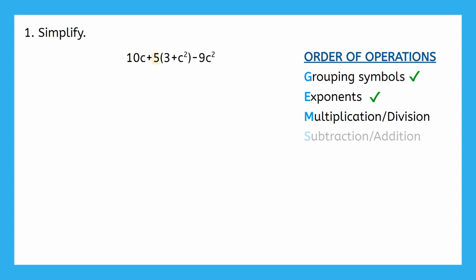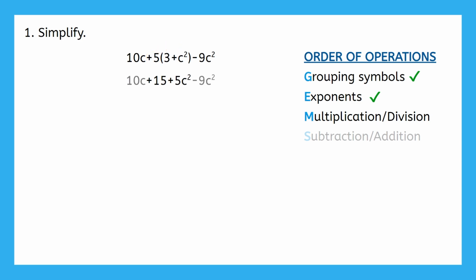Aha! This 5 is being multiplied by the grouping, 3 plus c squared. When you have distribution inside of an expression, it's important to check the operation before it to see what sign you're distributing. Since this is plus 5, I'm going to be distributing a positive 5 to both terms. Go ahead and distribute the positive 5 now. Positive 5 times 3 makes positive 15, and positive 5 times c squared makes plus 5c squared.